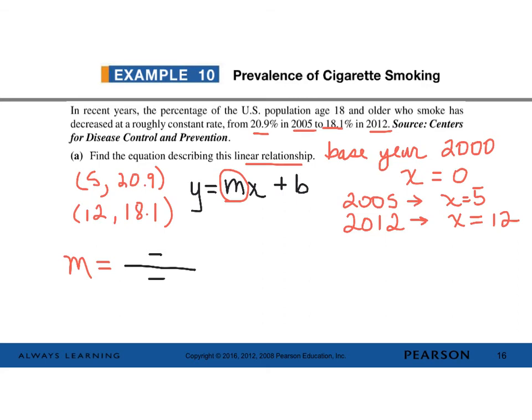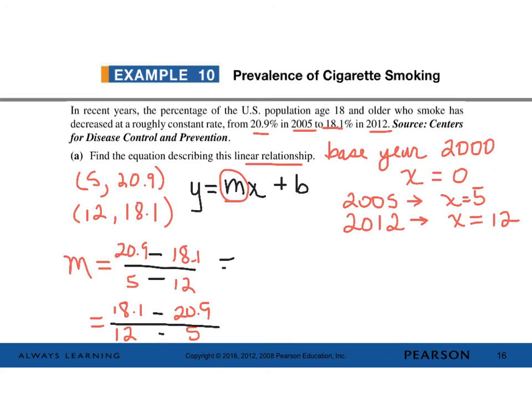We're going to use the first point, 5, 20.9, and 12, 18.1, or we could just as easily have used 12, 18.1, 5, 20.9. I keep emphasizing this because it's important that you realize that. All you have to do is keep your point coordinates together.